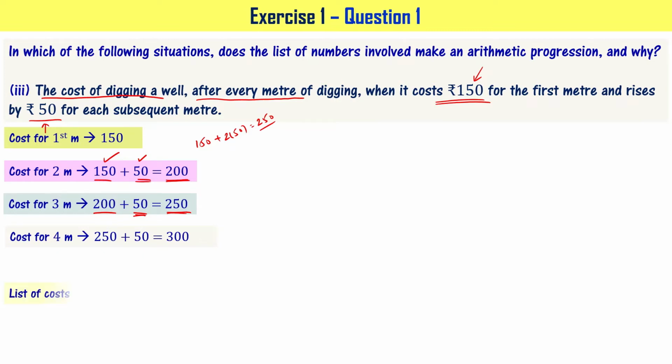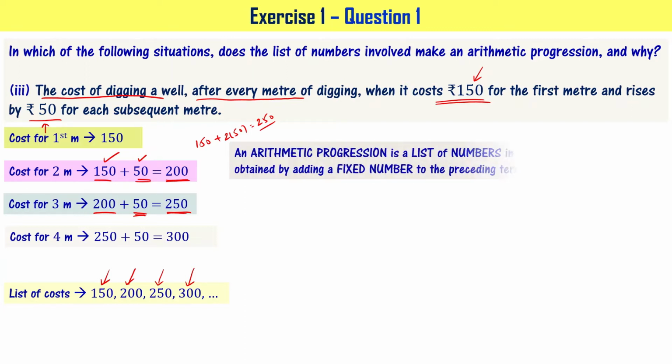Now let's write the list. List of costs is 150 for the first meter. When you have 2 meters, it is going to be 200. If you are digging 3 meters, it is going to be 250. If you are digging 4 meters, it is going to be 300, and so on, right? Now look at this. This is the list of costs.